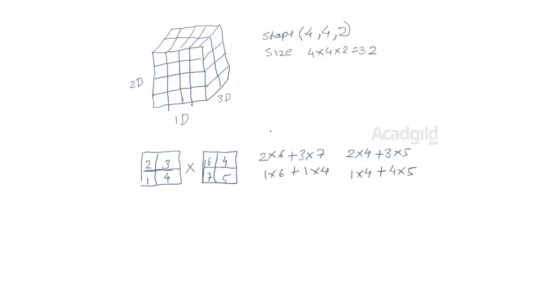Okay, so now the new matrix will be basically 12 plus 21, 33. This is 8 and 35, 43. This is 6 and 4, 10. And this is 4 and 20, 24. This will be your new matrix after the matrix multiplication.